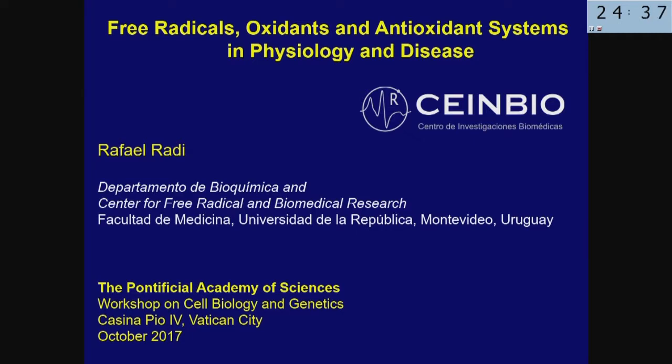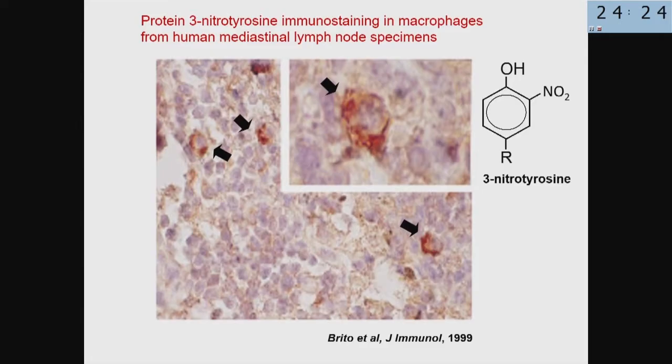So in any case, I will be talking about the topic of free radicals, oxidants, and antioxidants in physiology and disease and aging. This is an area that crosses really throughout all the biomedical disciplines, because oxidants, free radicals, and molecular oxygen and nitric oxide are really involved in most disease conditions and even the aging process.